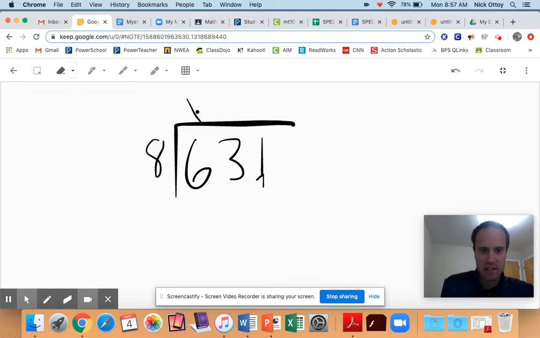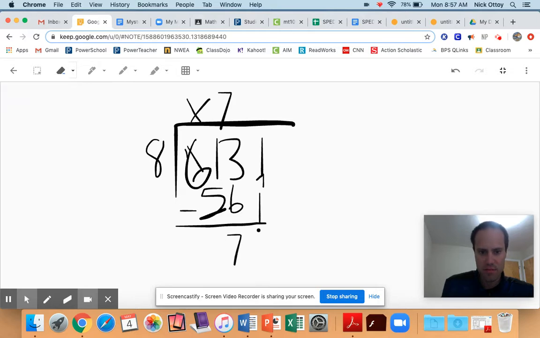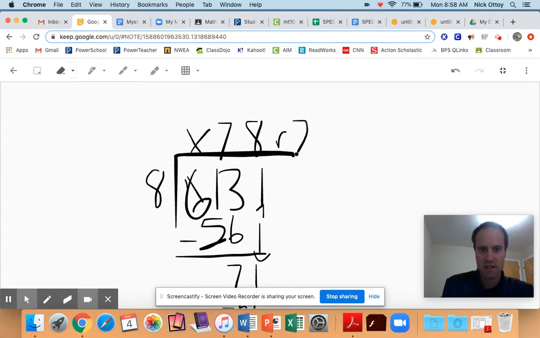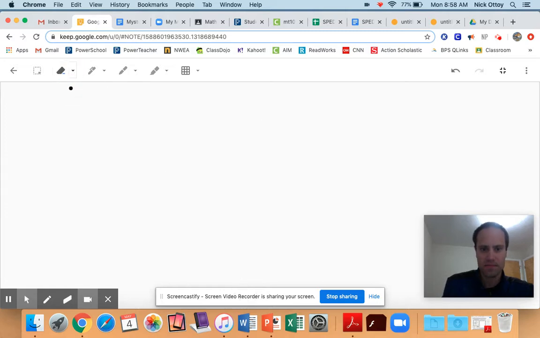8 can't go into 6. 0, right? 8 times 7 is 56. Okay, so now I'm on step 2. Step 3 is to subtract. Can't do it, so I'm going to subtract that and get 7. Can't take it into 7, bring down my 1. I'm on step 4. 8 into 71, how many times? So if we know 8 times 8 is 64, 8 times 9 is 72, it'd be 8, right? 64. I'm going to subtract this, Custis, to get 7. Okay, so it's 78, remainder 7. All right, that's how you do those.